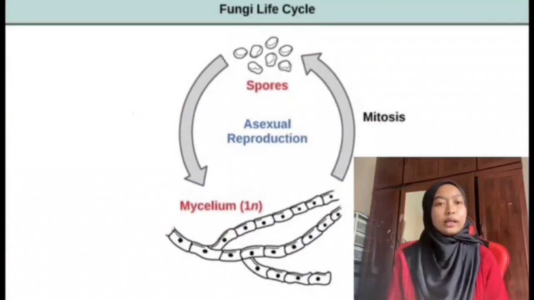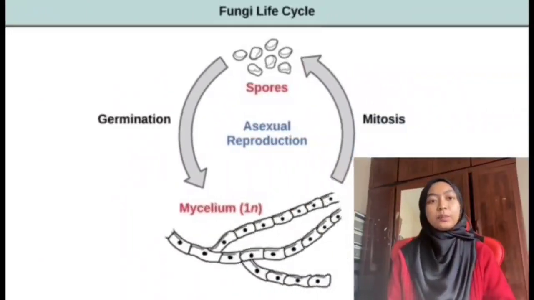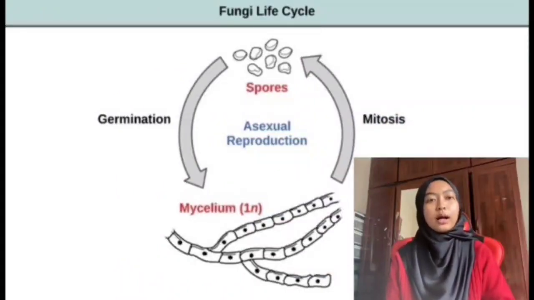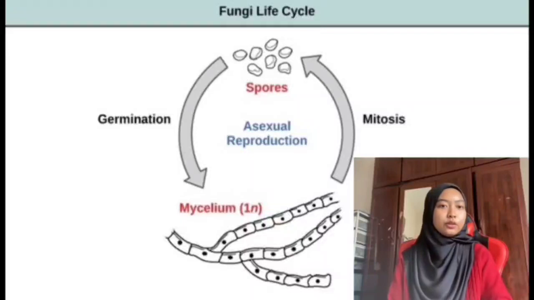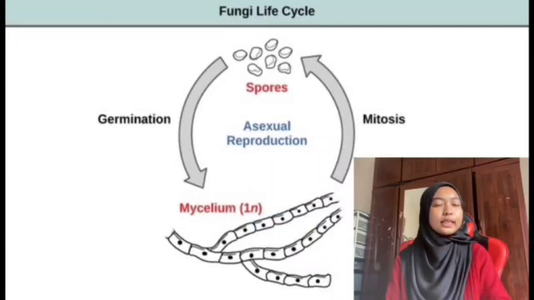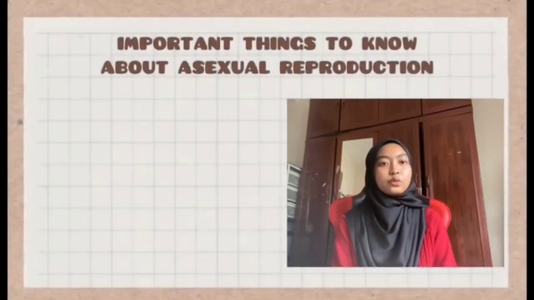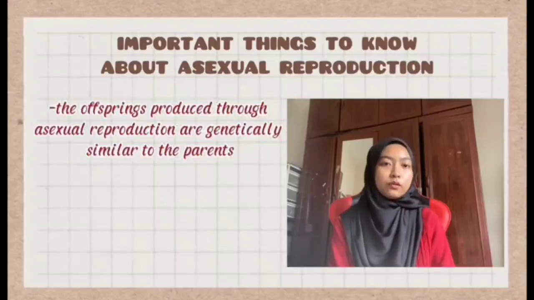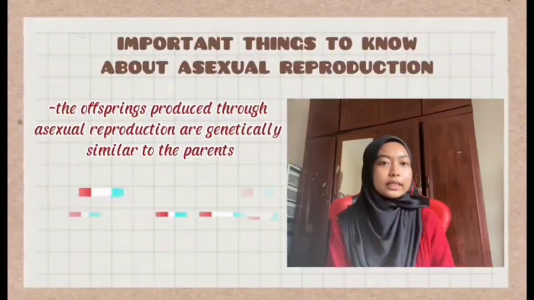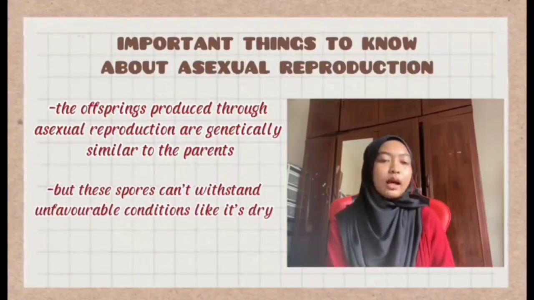About the life cycle of fungi, for asexual reproduction, a haploid mycelium will form asexual spores through mitosis. Each spore on germination will give rise to a haploid mycelium. Haploid means the nucleus of the mycelium cells contains only half the number of chromosomes, which is indicated as N. The important thing to know about asexual reproduction is that the offspring produced are genetically similar to the parent, but the spores cannot withstand unfavorable conditions, like when it is dry, so fungi will go for sexual reproduction.